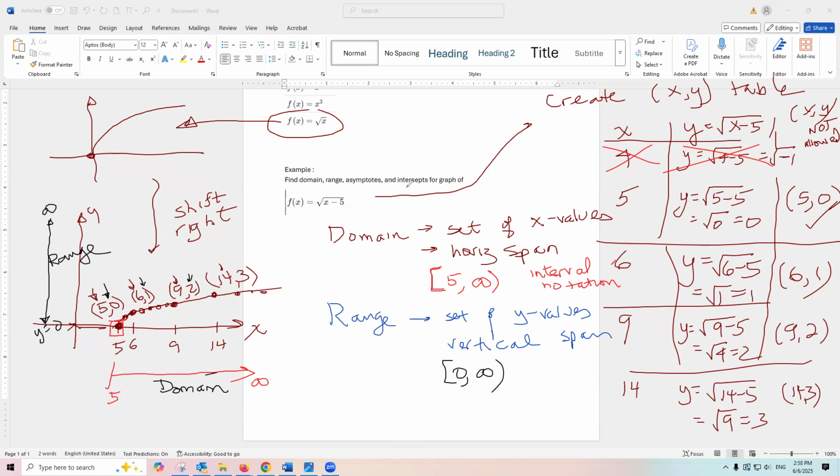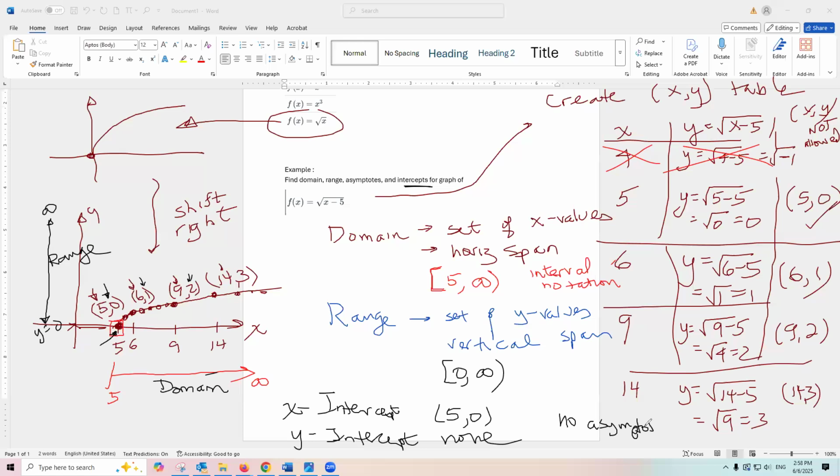All right, what about intercepts? Well, intercept is asking you where is the graph crossing or intersecting the x or y axis? The graph is crossing the x-axis here at the point 5 comma 0. So that's an x-intercept. But do you notice there's no y-intercept here? There's also no asymptotes for this graph.